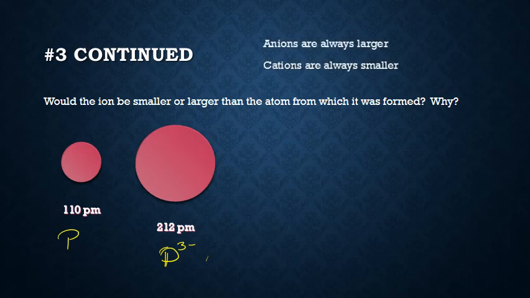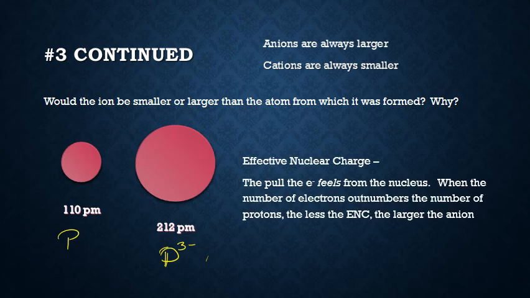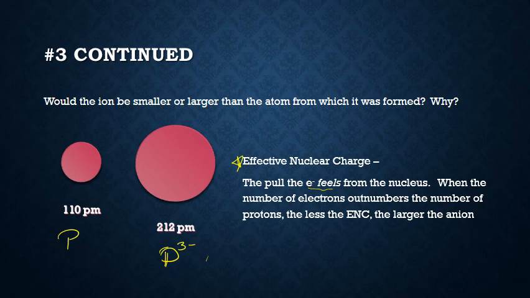Well, as a general rule, remember, anions are always larger than the atoms from which they came, and cations are always smaller. Why would this be? It has to do with the effective nuclear charge. This is the pull the electron feels from the nucleus. This phosphorus atom has a nuclear charge of 15 because there's 15 protons, and out here you have 15 electrons.